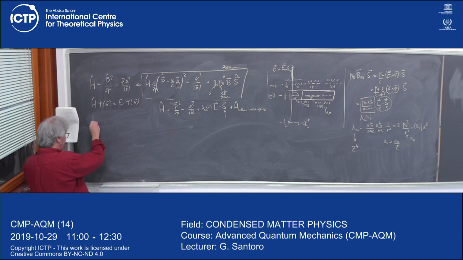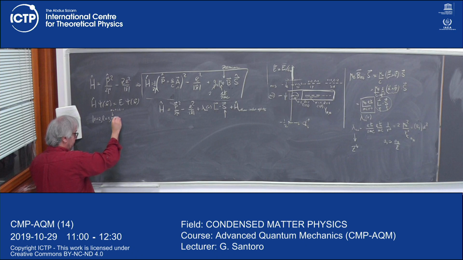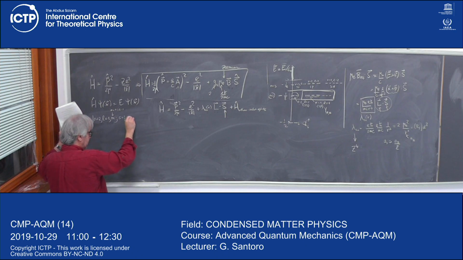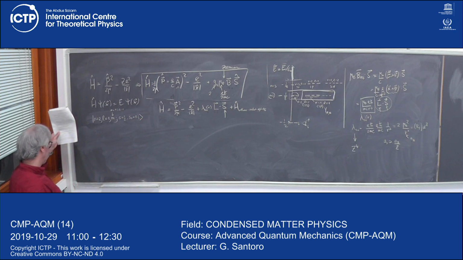So the states are classified by n equal 2, l equal 1. Then there is an m. Remember, m can be plus 1, 0, and minus 1. And obviously there is the spin. The spin is 1/2, and there is S_z, which is plus or minus 1/2, up or down. These are the states.